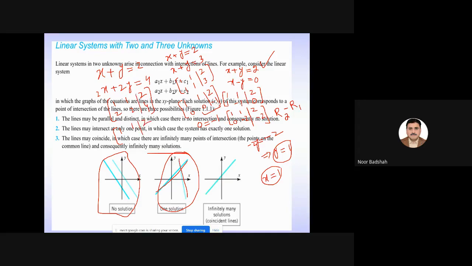If you go for the row operation, row number 2 minus 2 times row number 1, 2 minus 2 is 0, 2 minus 2 is 0, 4 minus 4 is 0. If you convert, the last equation is 0. We don't consider that. We come to the first row, and that gives you x plus y is equal to 2.